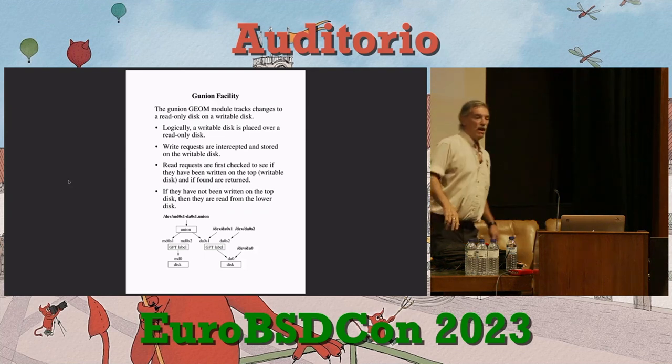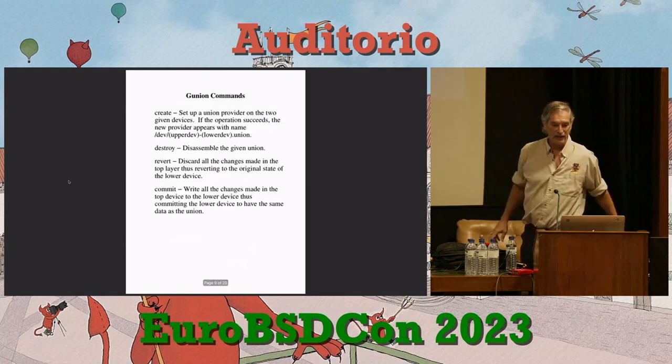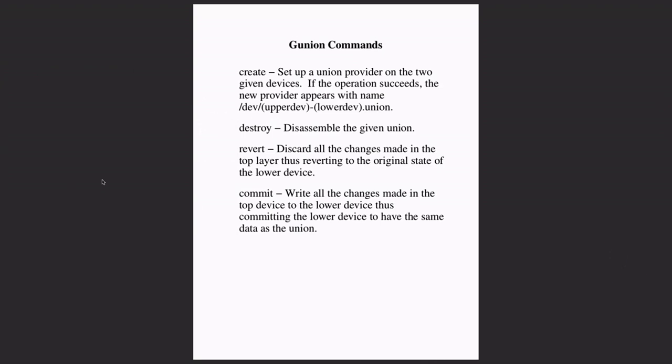All right. So what are the actual operations that we have with GUnion? It's actually pretty straightforward. We have create, which sets up the union provider on top of the two given devices. And assuming that it succeeds, the new provider appears with the name, as you saw on the previous slide. And then we have the inverse of that, which is destroy, which disassembles the two pieces.